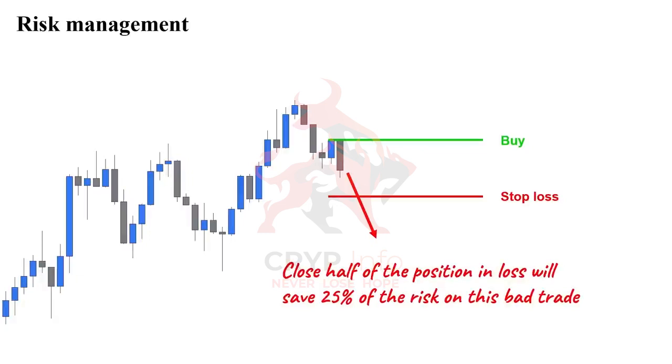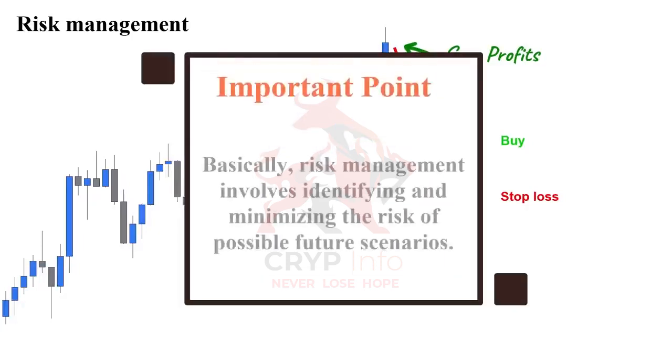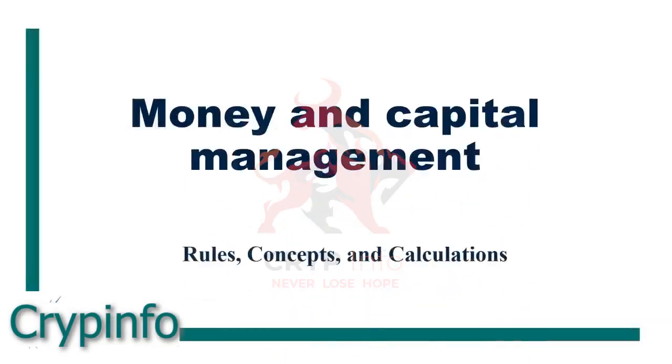On the contrary, if the market goes along with our predictions, there is a possibility for the price to reverse and make us lose a winning trade. So saving some of our profits before reaching our final targets is another risk management technique. Basically, risk management involves identifying and minimizing the risk of possible future scenarios. Now let's continue with some of the basic rules, concepts, and calculations of money and capital management.